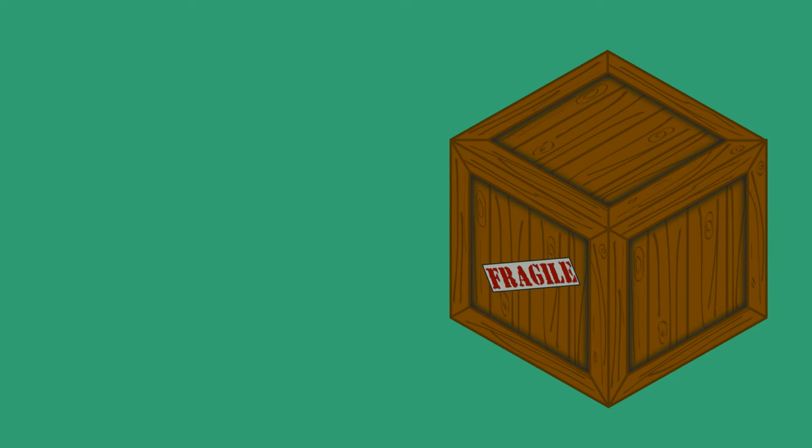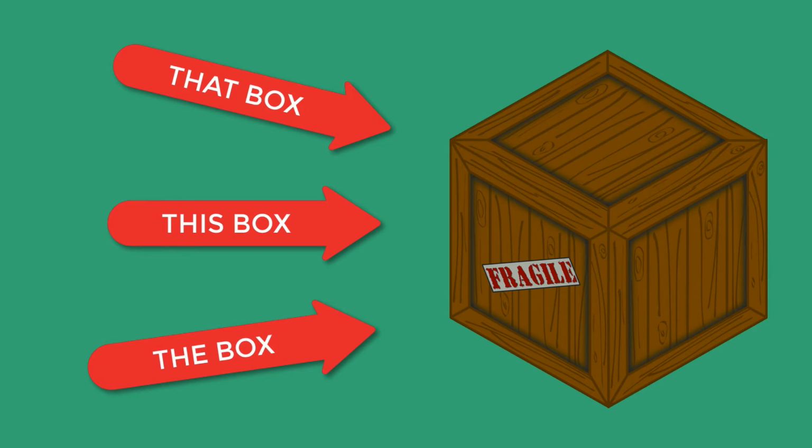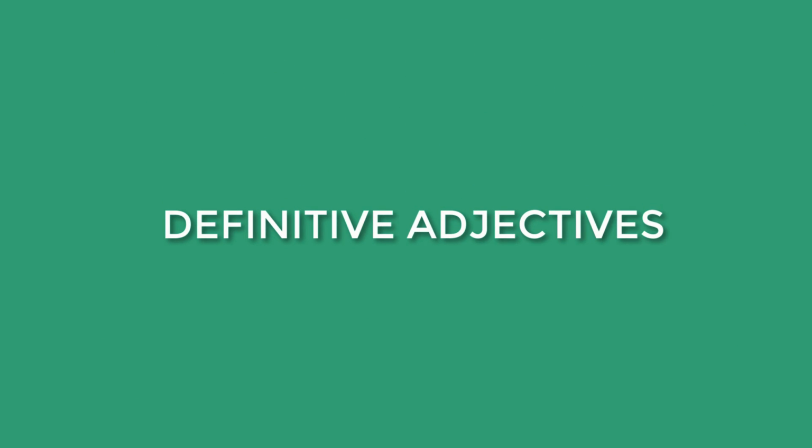We can limit the noun box to a single specimen by means of the adjective this or that or the, which does not describe but simply points out or designates. Such words are called definitive adjectives.